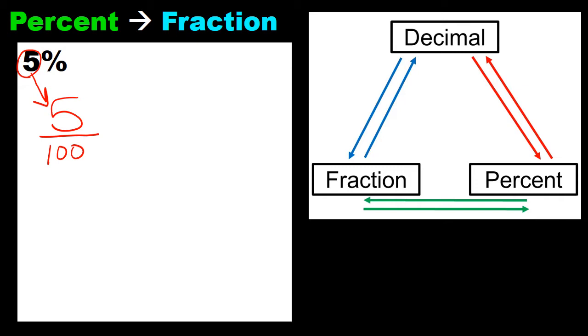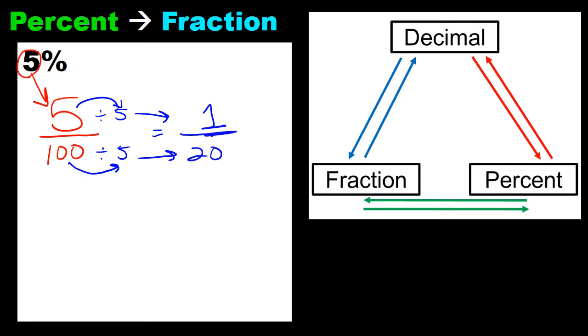And then we can simplify this by dividing the top and bottom by 5. So we know that 100 divided by 5 is going to give us 20, and 5 divided by 5 is going to give us 1. And so I can say that 5%, I can write it as 5 over 100, but when I simplify it, I can also write it as 1/20th.